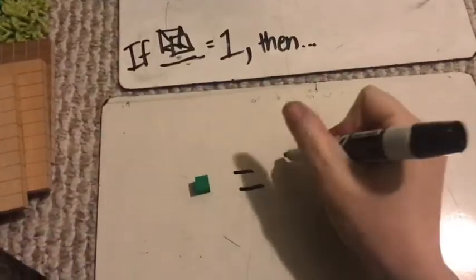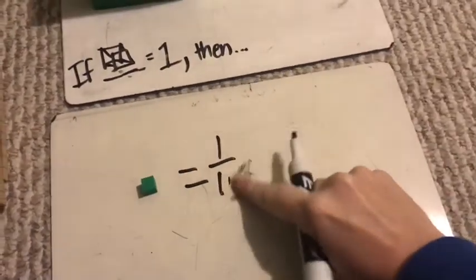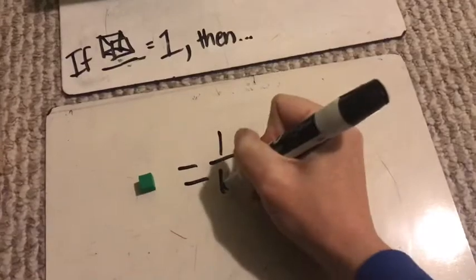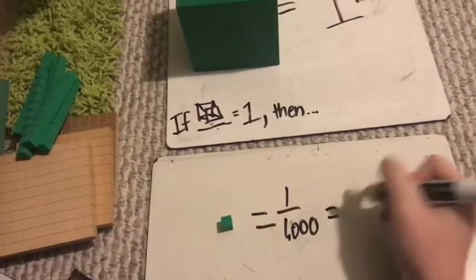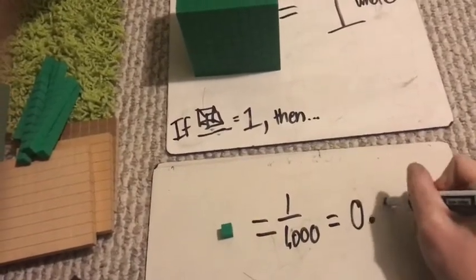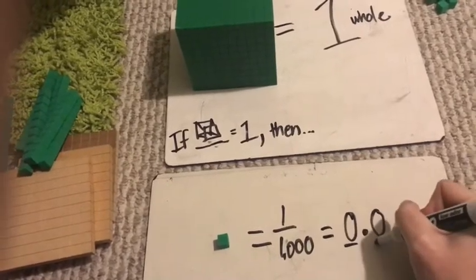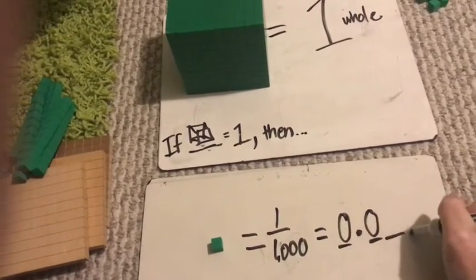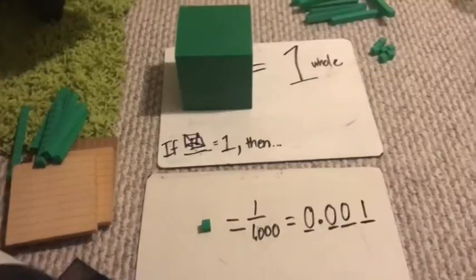So that would mean this piece would represent, that doesn't look like a comma. This piece would represent 1,000th of the whole, right? If I wanted to write 1,000th as a decimal, I need to make sure that the 1 goes in the thousandths place. That's the ones place, tenths, hundredths, thousandths. So that would be 1,000th.